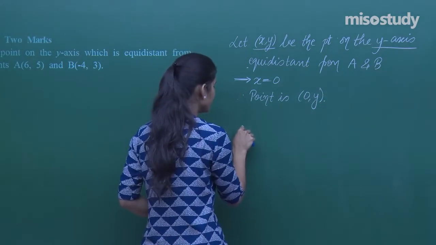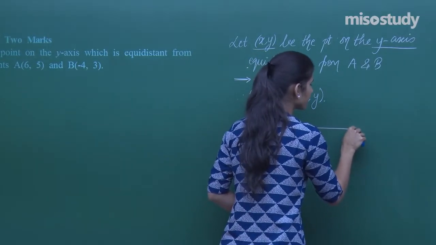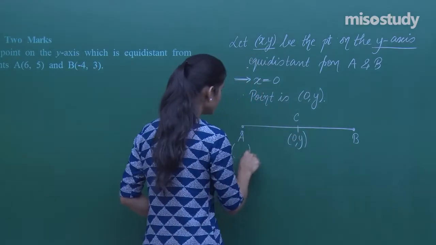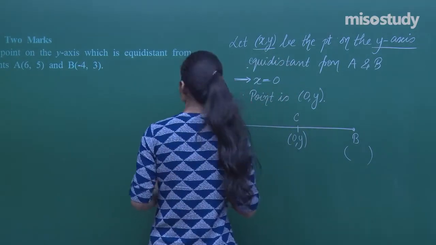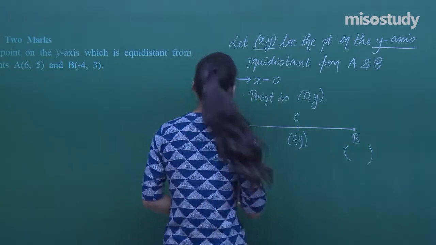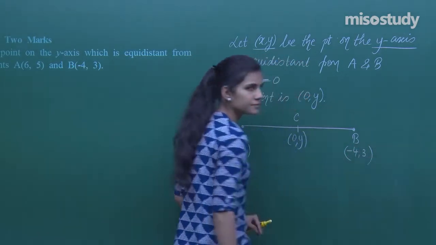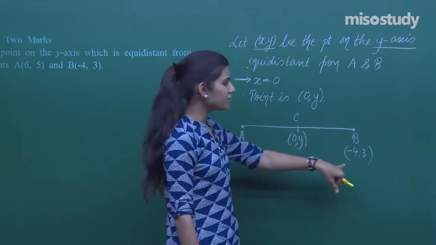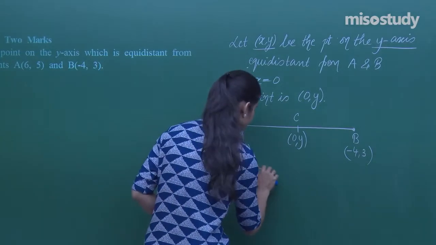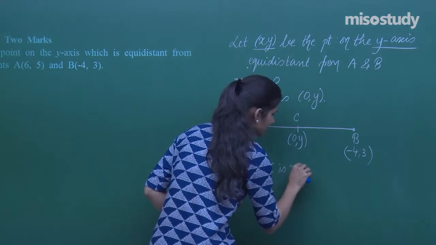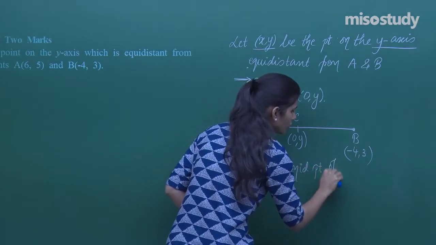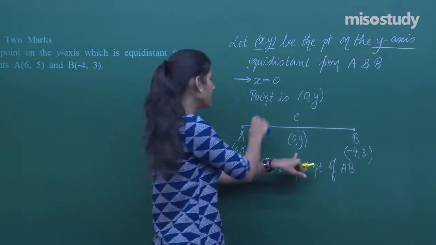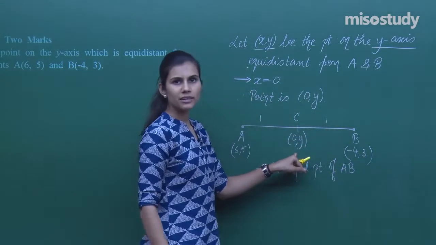So the situation is the same as what we just encountered. There is this point C, say 0, y, which is equidistant from A as well as B. A is 6, 5 and B is minus 4, 3. If it is equidistant from here as well as here, that means C is the midpoint of the line segment joining AB. C is the midpoint of AB. So I can compute the coordinates of the midpoint by section formula because C is going to divide the line segment joining AB in the ratio 1:1.